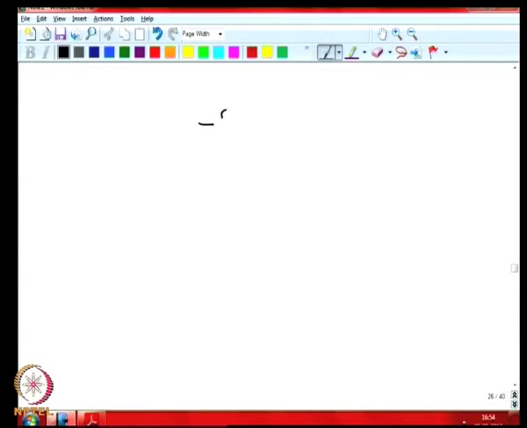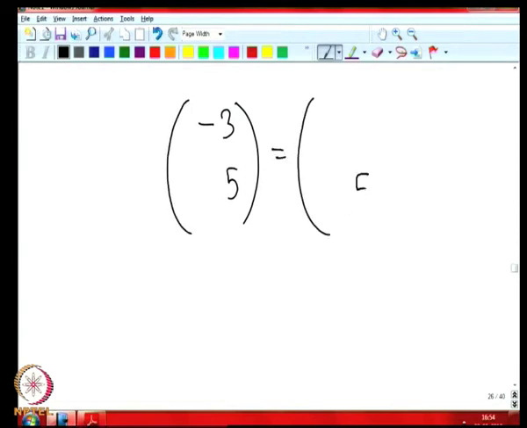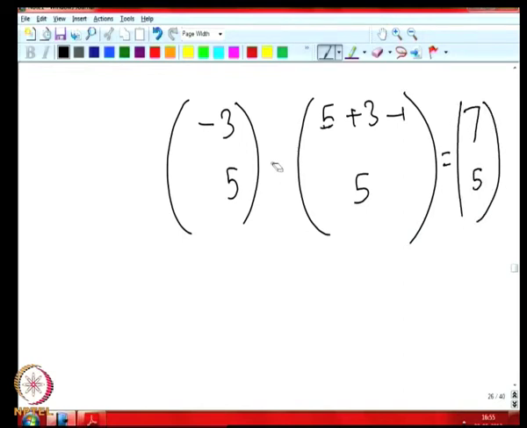Or if you want to try with a negative number, say minus 3 choose 5, if you want to find that, it will be 5 minus of minus 3 plus 3 minus 1, which is actually 8 minus 1, 7, choose 5. But of course, we have minus 1 raised to 5 here. That means this will be negative: negative 7 choose 5.